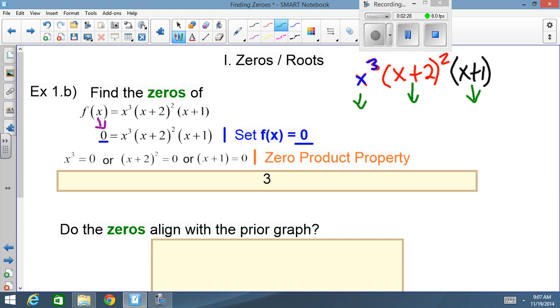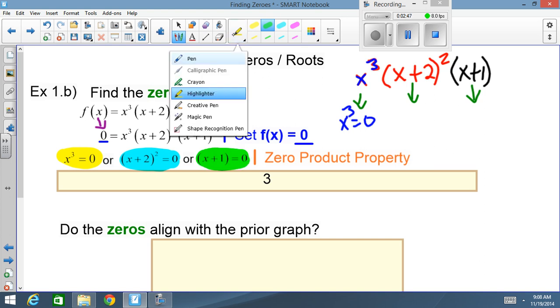So for that reason, you see over here, we set each part equal to 0. They put that right here. And then the second part, we set that equal to 0. And then the third part, we set that equal to 0. So you just set all three parts equal to 0.